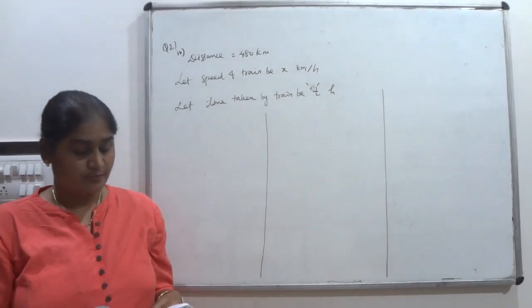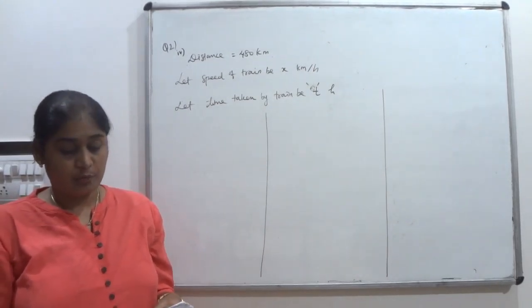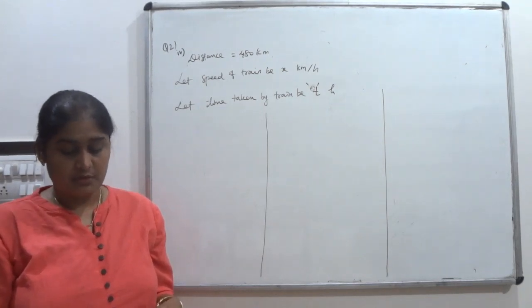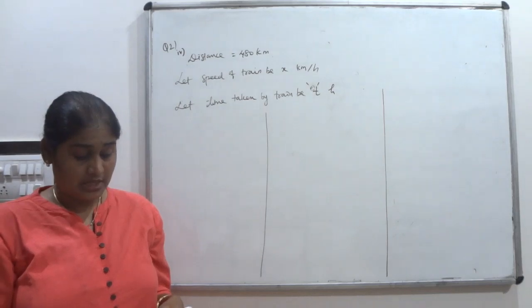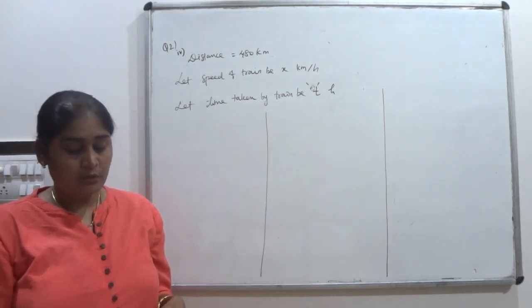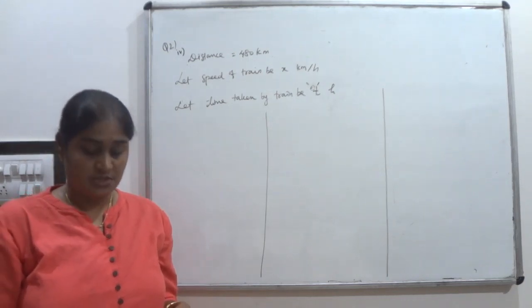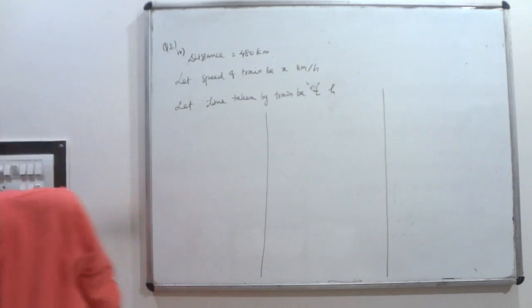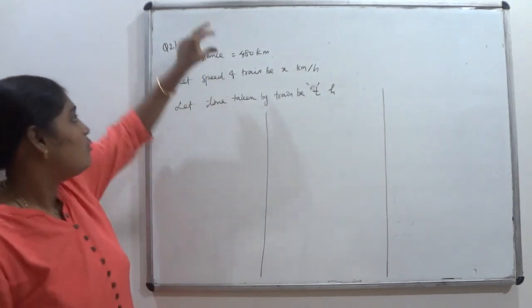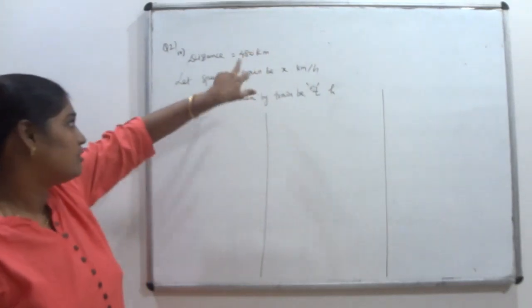Fourth part. A train travels a distance of 480 km at a uniform speed. If the speed had been 8 km per hour less, then it would have taken 3 hours more to cover the same distance. We have to find out the speed of the train. Here, how much distance is covered by the train? That is 480 km given to you.